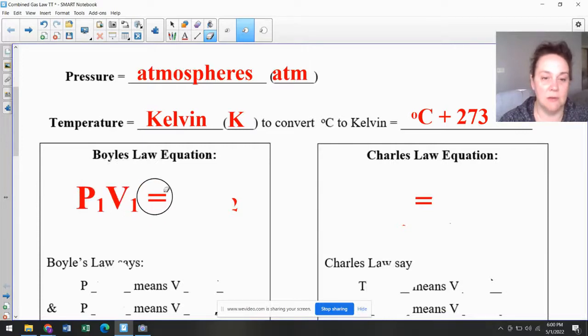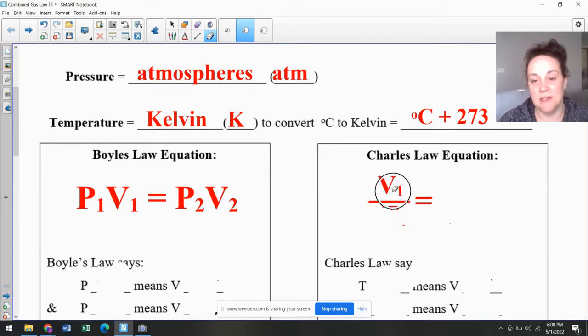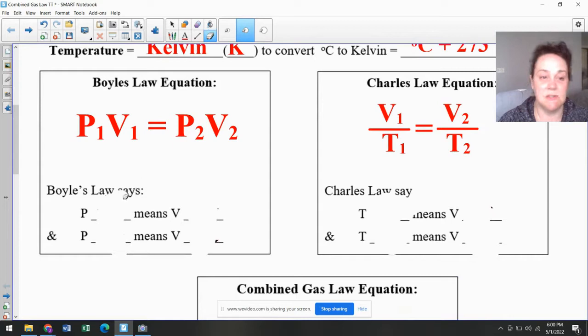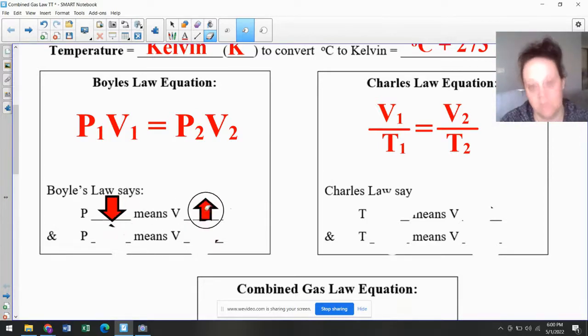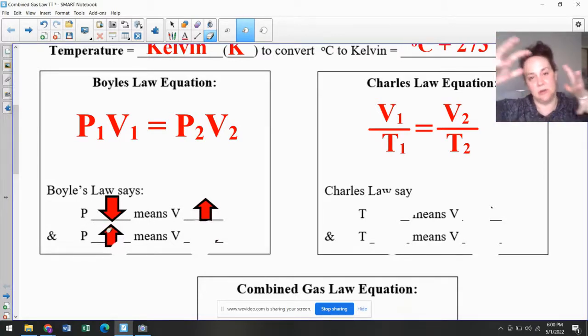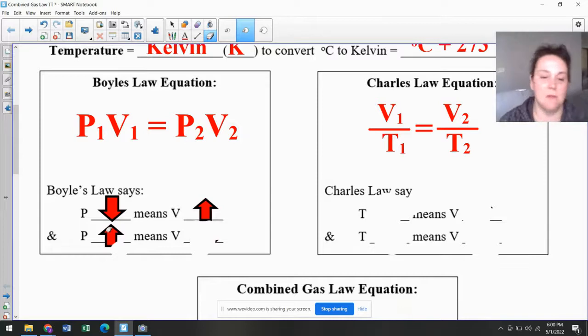Boyle's law is P1 V1 equals P2 V2. And Charles' law is V1 over T1 equals V2 over T2. What that means is Boyle's law says when we decrease the external pressure, our volume can increase. We talked about bubbles in a pool and how they rise from the bottom to the top. And when I increase the external pressure, I can make the volume come down.